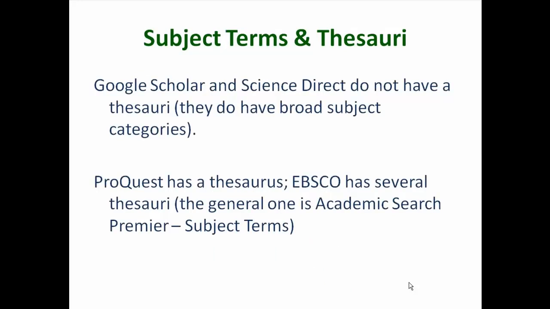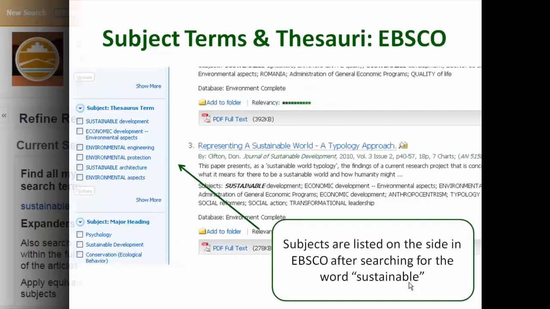Not all databases have these subject terms in thesauri. Google Scholar and ScienceDirect don't really have thesauri, and their subject terms are so broad that I don't find them very helpful. ProQuest does have a thesaurus, and EBSCO actually has several. The general one that you probably want to use is Academic Search Premier Subject Terms.